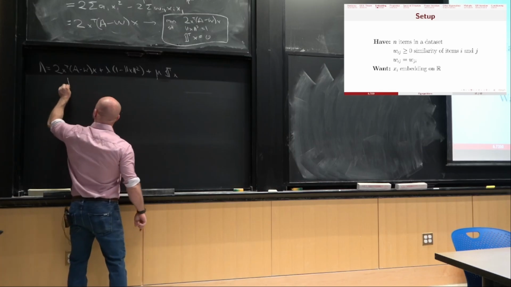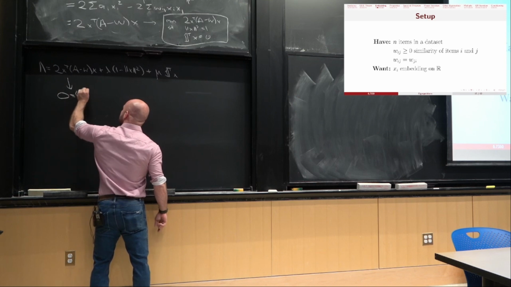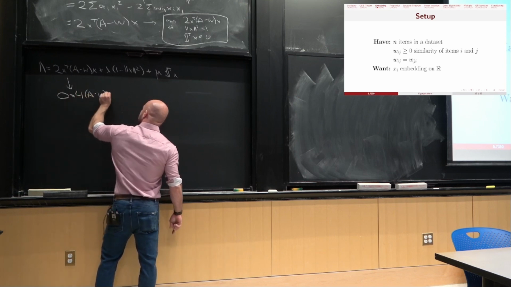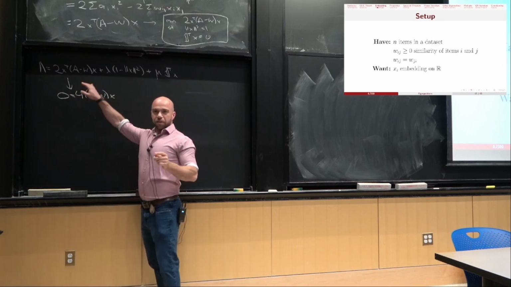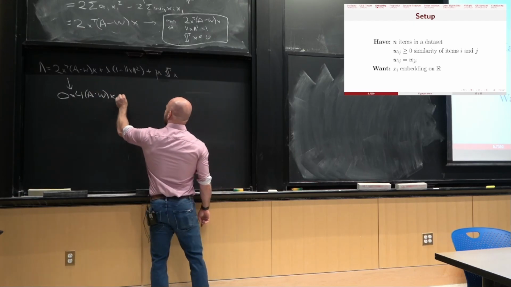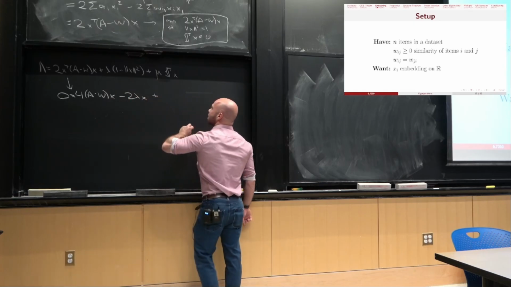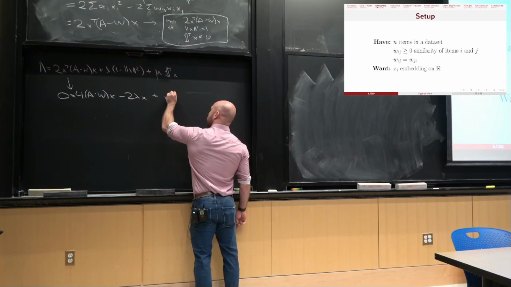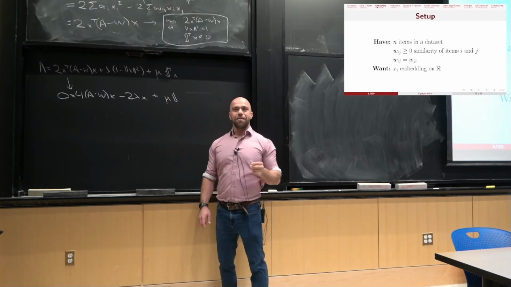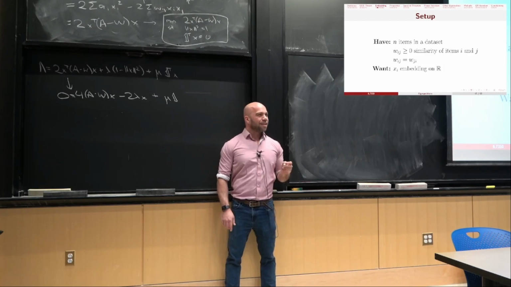So if I differentiate with respect to x, now I'm going to get 4(A minus W)x. Notice that this is a symmetric matrix, so this is the right expression. Okay, we've got minus 2 lambda x. But now, what are we going to get? We're going to get plus mu times the vector of all ones. So we're almost at an eigenvalue problem. It feels like we could get an eigenvalue problem, but we're not quite there. Any ideas? How can we address this?